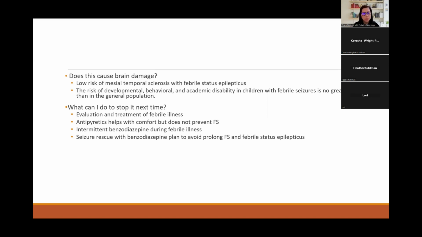And then rescue. So we recommend that patients get a rescue medication if they have a febrile seizure that does not stop within 5 minutes. And there's a handful of different types of rescue medications now that are benzodiazepine that you can give intranasally, buccal, as well as rectally. And you may have seen us prescribe a number of those types of rescue medications.